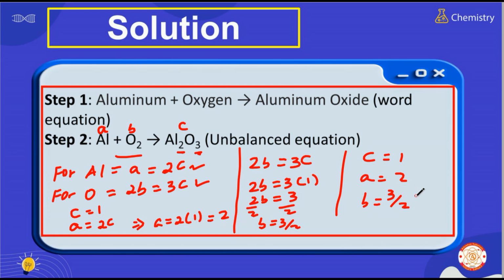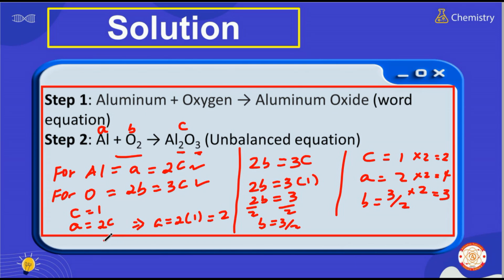Now, because this is a fraction and we don't have a fraction of atoms, what do we do? We convert it into a whole number. To convert it into a whole number, we have to multiply each variable by the denominator, which is 2. So I'm going to multiply each variable by 2. So this gives me 2, and this is 4, and multiplying this gives you 3.